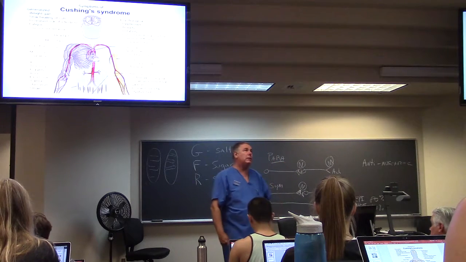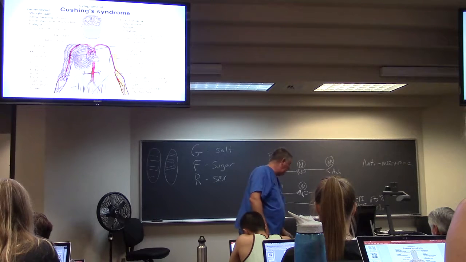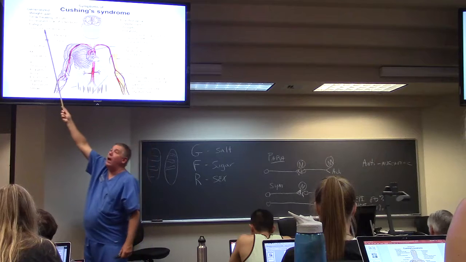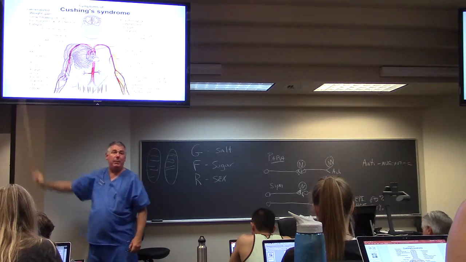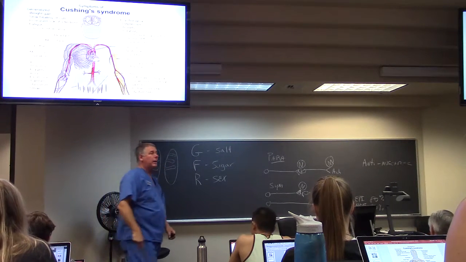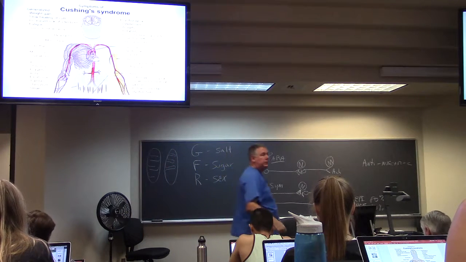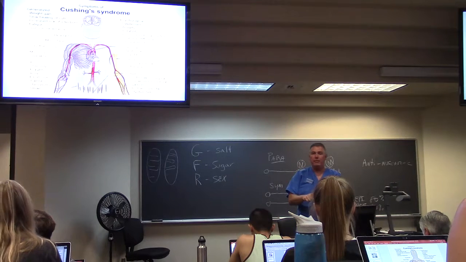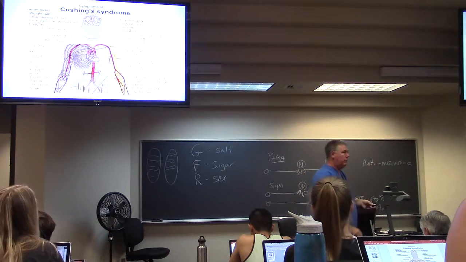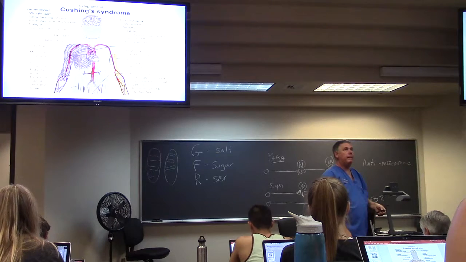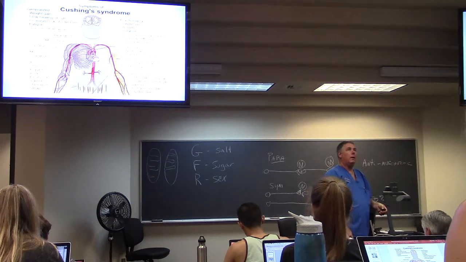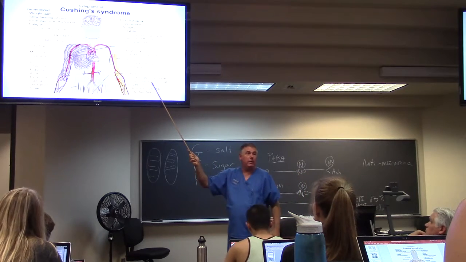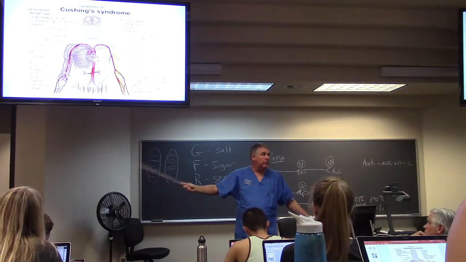Now PCOS also shares with Cushing syndrome glucose intolerance. That's the big thing about PCOS and Cushing syndrome. Diabetes, hirsutism, central obesity, moon face. In females, menstrual irregularities. What do you have in PCOS? Menstrual irregularities.